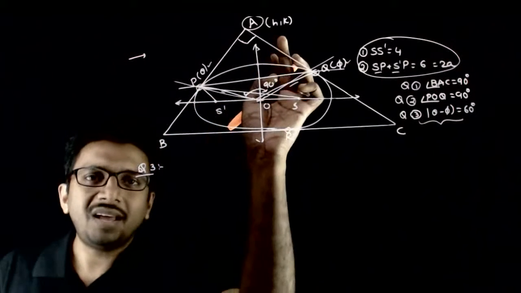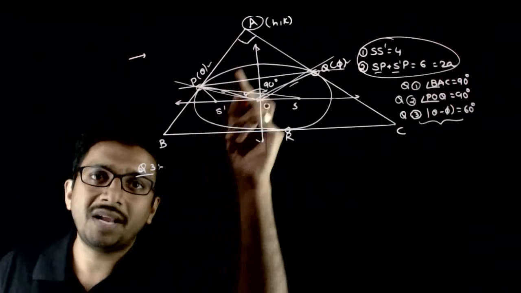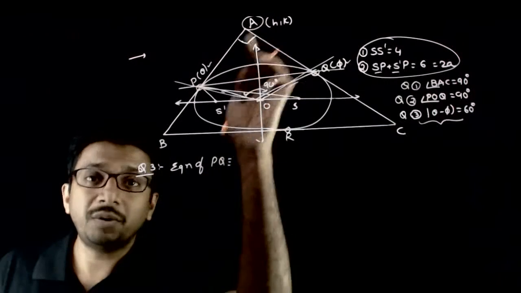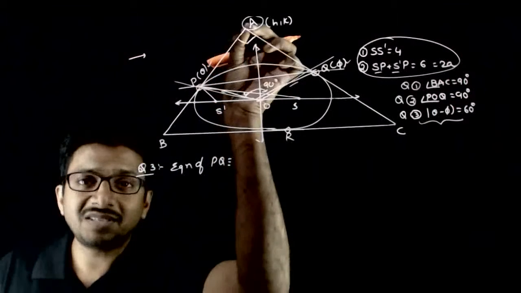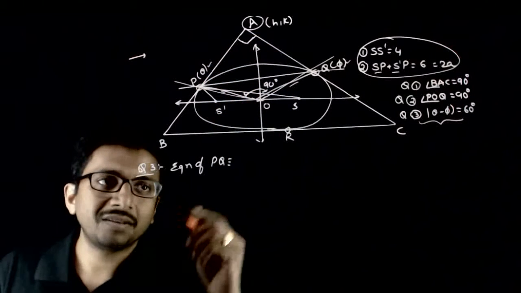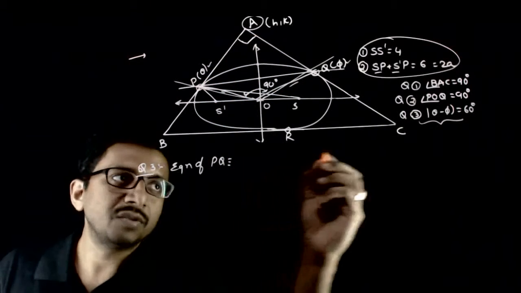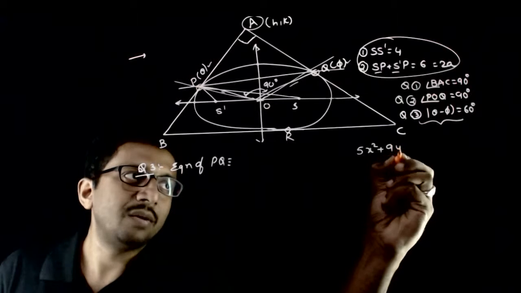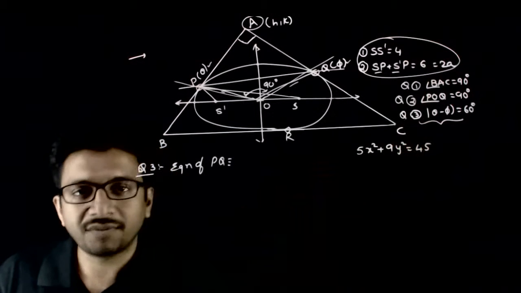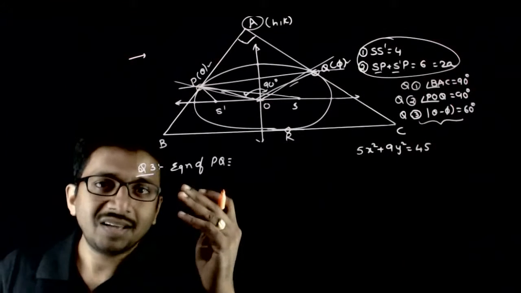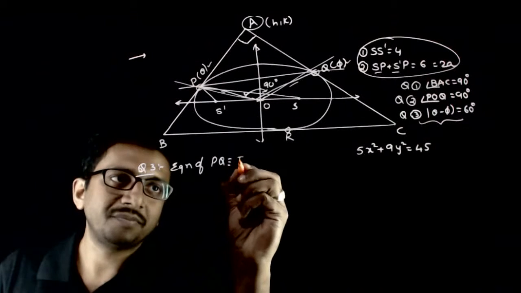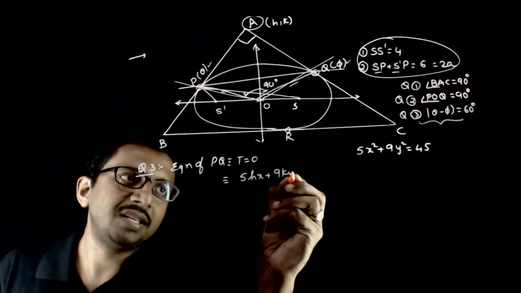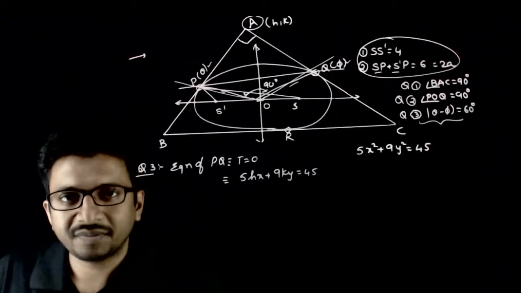So now if A(h, k) is a point on the locus, what is the chord of contact of A? So the equation of PQ with respect to A. If you look at it from this side, PQ is the chord of contact of A. So what is the equation of PQ? We know that the equation of the ellipse is 5x square plus 9y square is equal to 45. We have already done this. So what is the equation of PQ? T is equal to 0. That is 5hx plus 9ky is equal to 45.